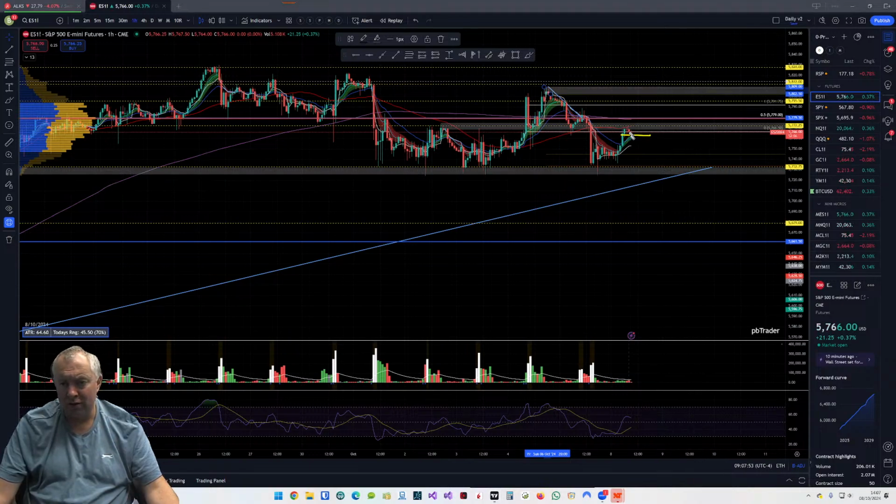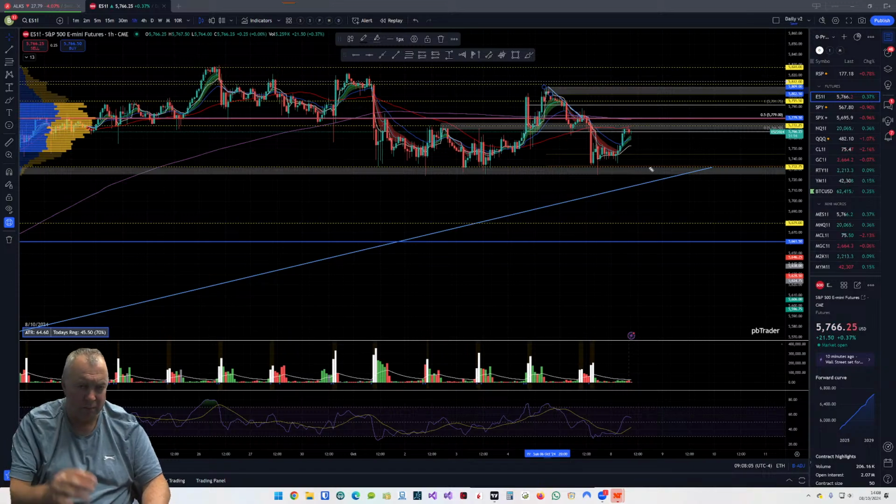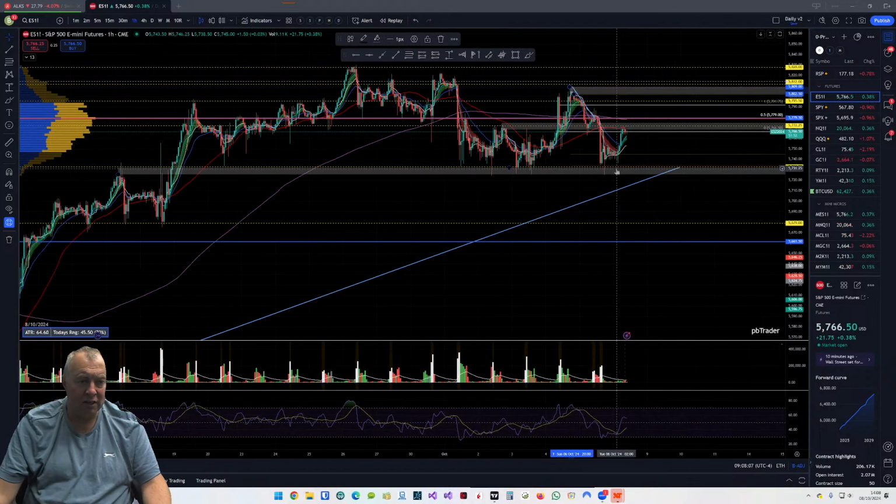I do quite like the breakdown below that pre-market area, but it's not pre-market lows, this is the lows down here, and we've got some bottom tails, so we might have orders sitting down there, so market may want to come back down and snap them up. And that's it really. I'm going to take it really easy today.